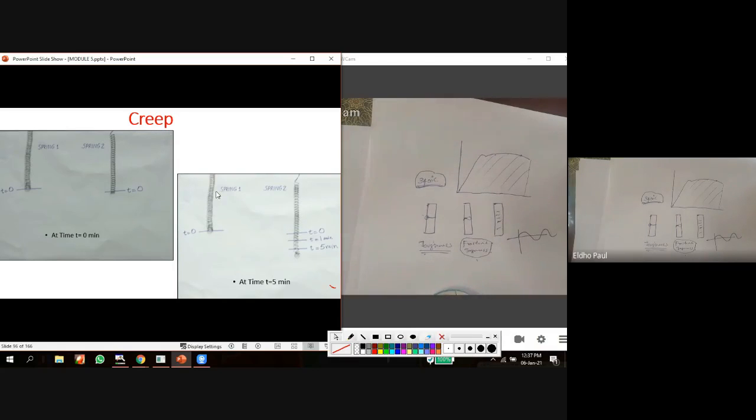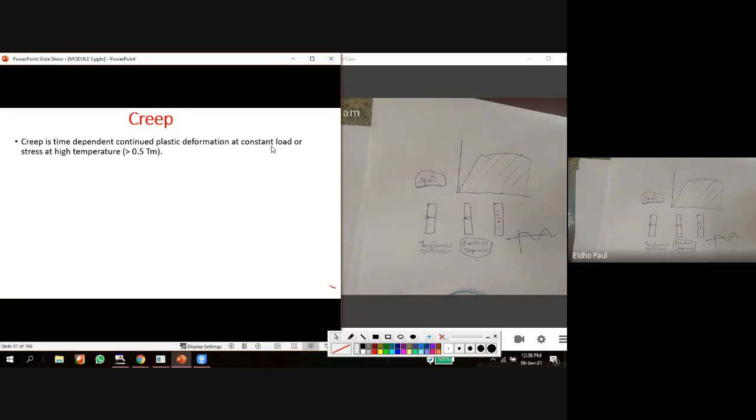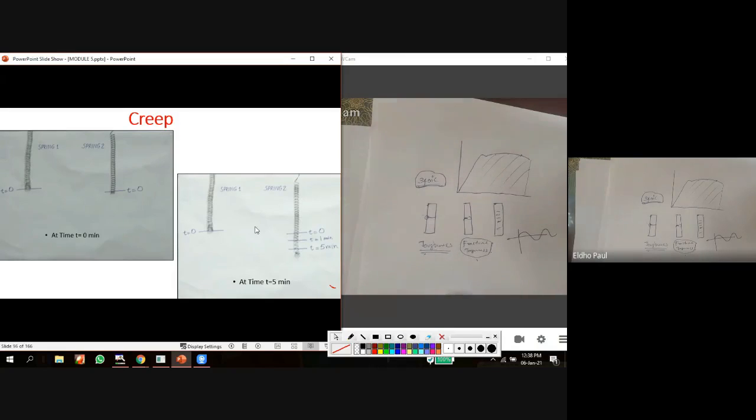But here, under the self weight, there is a deformation for spring 2, at a constant load or stress at a high temperature. Even though we conduct the experiment at room temperature, 30 degrees Celsius, for this material there is a temperature effect. I will explain what that is.